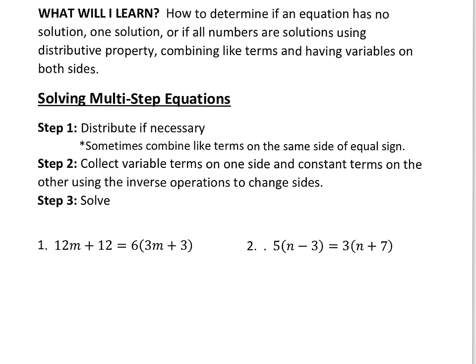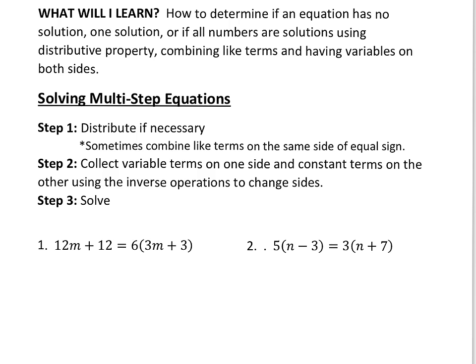When solving multi-step equations, step number 1, distribute if necessary. Sometimes combine like terms on the same side of the equal sign. Step number 2, collect variable terms on one side and constant terms on the other, using the inverse operations to change sides. Step number 3, solve. For example number 1, we have 12m plus 12 equals 6 parentheses 3m plus 3.